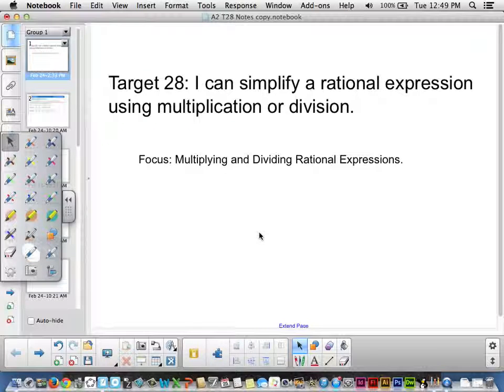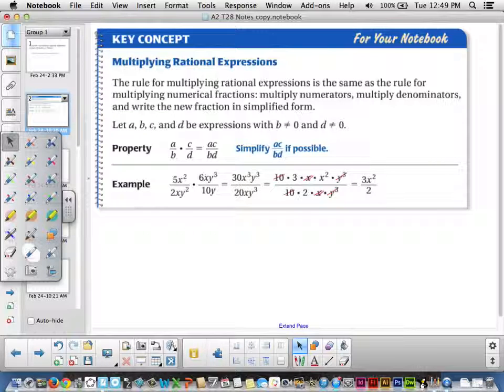Algebra 2, target 28. I can simplify a rational expression using multiplication and division. Today, we're going to focus on multiplying and dividing rational expressions. Yesterday, remember we talked about simplifying. Today we're going to take it one step further and multiply and divide. Remember, rational expressions means fractions, so all the rules that apply to fractions apply to rational expressions.